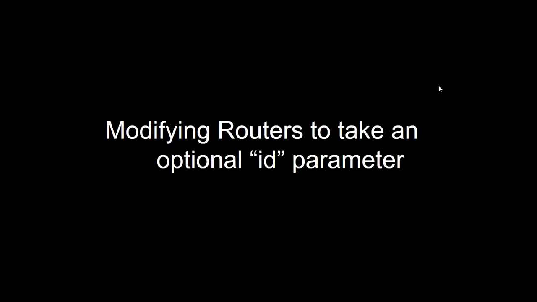Modifying routers to take an optional ID parameter. This is very helpful when we want to make a call from the client application with an ID of the contact in the URL, because we're building a contact manager application and we'll be integrating the backend REST APIs into our frontend, and one of the requirements is to pass the ID parameter and then be able to return the contact matching the ID.